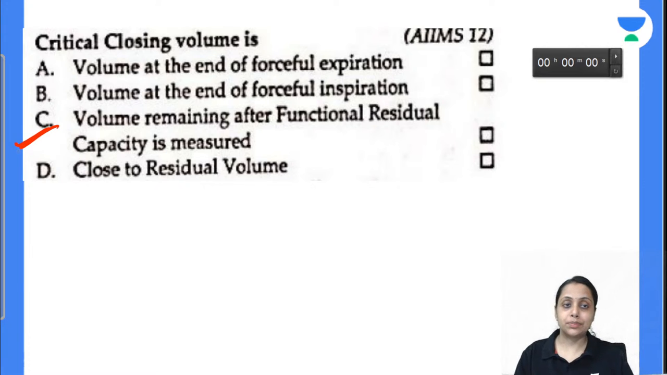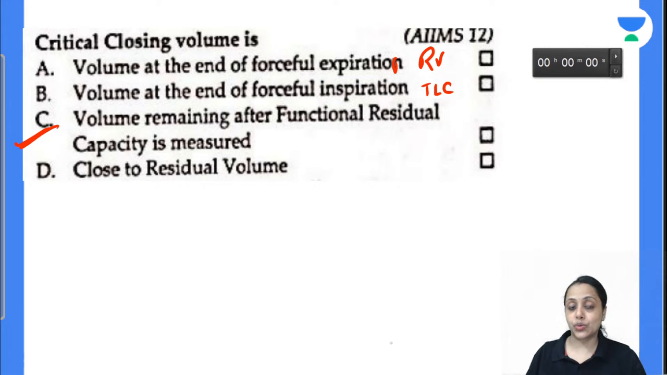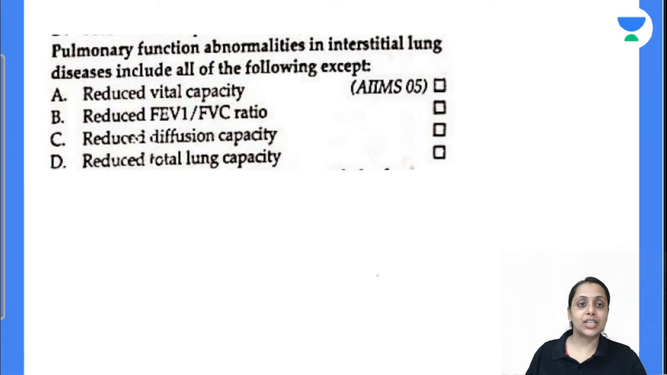Volume at the end of forceful inspiration is our total lung capacity. Volume at the end of forceful expiration is our residual volume. After FRC, the volume that remains in the lung is our critical closing volume. That is the volume that is entrapped by the basal region of alveoli at the end of expiration. So answer is C. Coming to the next one.